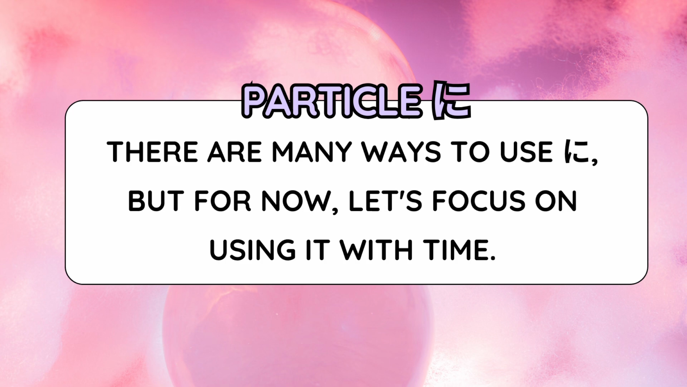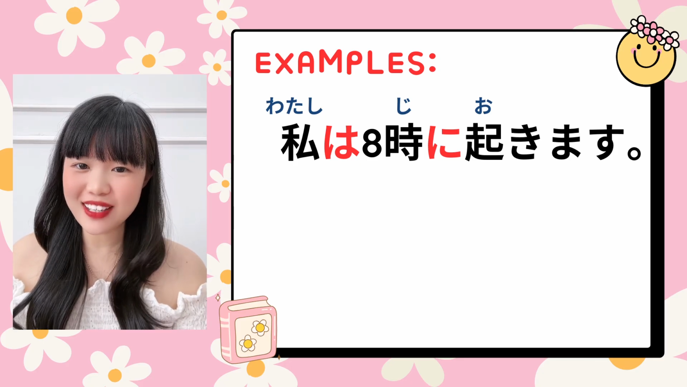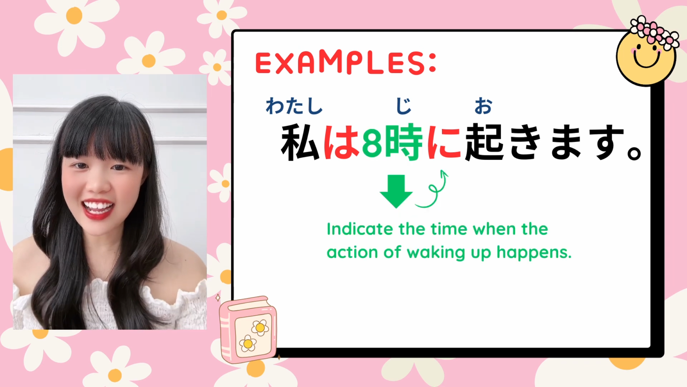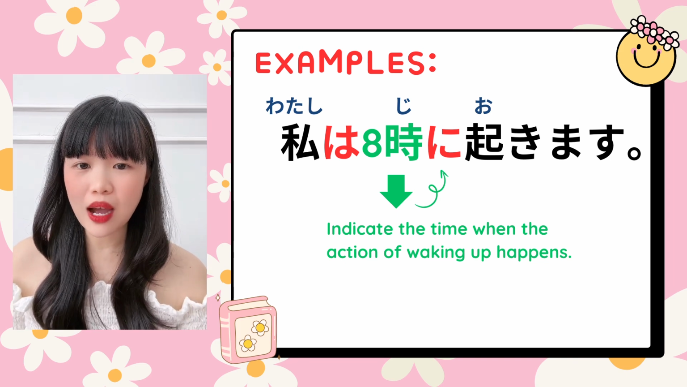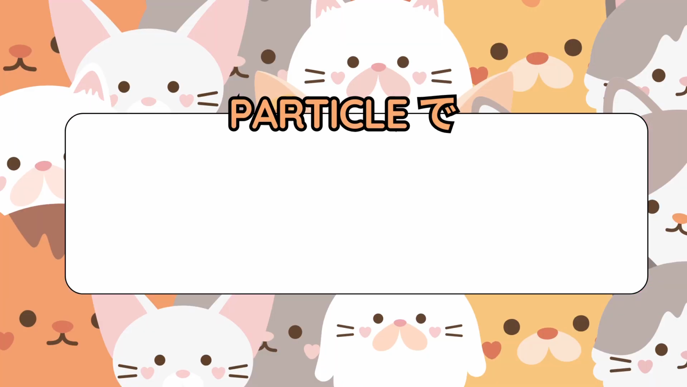The next particle we are going to learn is ni. There are many ways to use ni, but for now, let's focus on using it with time. For example, watashi wa hachiji ni okimasu. It means I wake up at 8 o'clock. Here, hachiji, 8 o'clock, comes before the particle ni to indicate the time when the action of waking up happens. In the future, you will learn more about using ni to indicate a place where something exists or to express purpose or frequency.